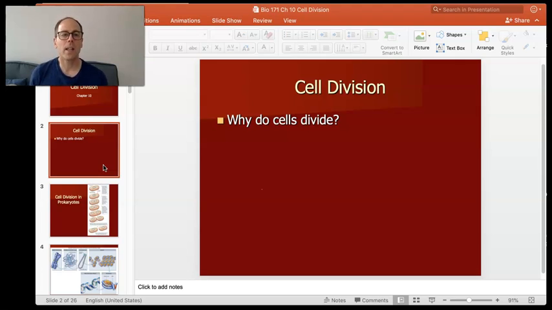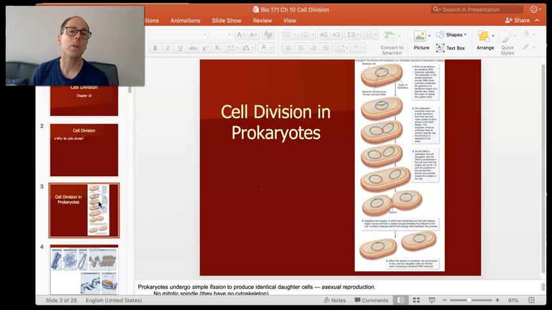If you are a single-celled organism, say like a prokaryotic organism like a bacteria, you will use cell division for reproduction. So it's a way to reproduce asexually. And bacteria do this all the time, and you can see here bacteria with their single loop of DNA will simply copy their DNA, separate those two copies, and form two new cells. So it's a way of reproducing. It's another form of cloning.